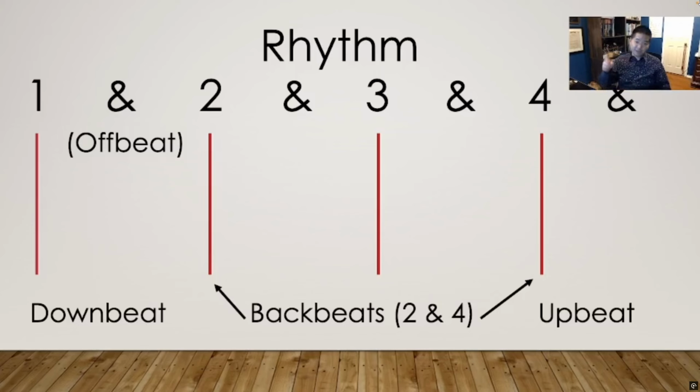Okay, so just remember: downbeat, the first beat in the measure; upbeat, the last one, preparing for the downbeat; offbeat, anything that's not those numbers. And then when you have 4/4, like we have here, the backbeats are 2 and 4, where the snare drum would go in the pattern.